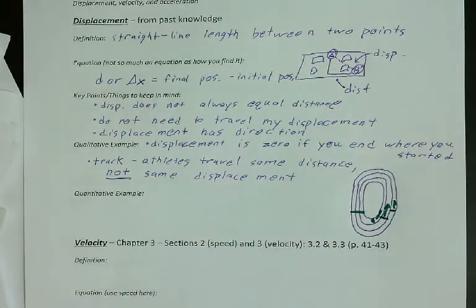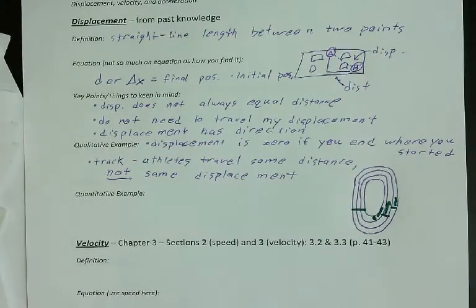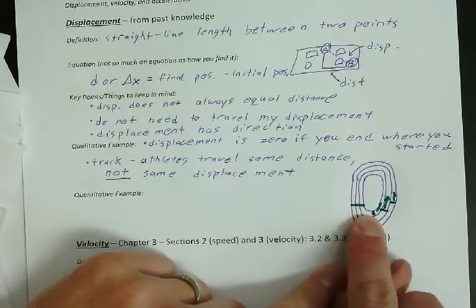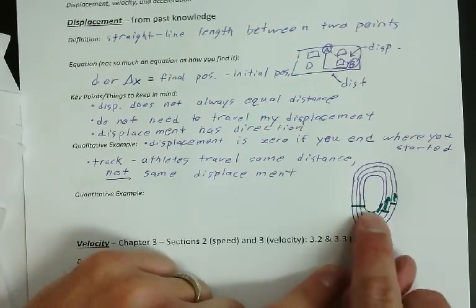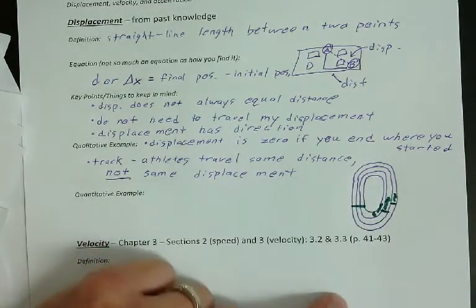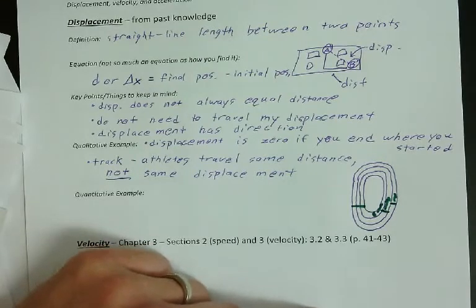So while they all travel 400 meters, that's their distance, not their displacement. The displacements are different. This person has a smaller displacement because it's where they ended minus where they started. This person's is a little further. This person's is a little further. It also will have different directions, so don't assume that they're going to be the same. Okay?